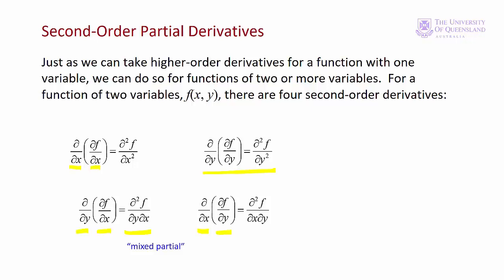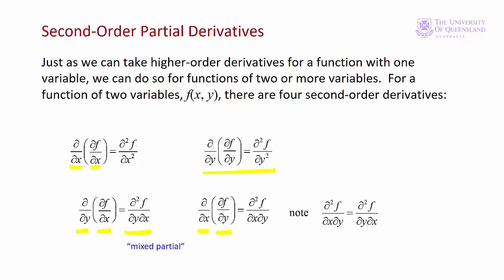What we'll see as we go through examples is that there's symmetry between the mixed partials, where del squared f del x del y is equal to del squared f del y del x. This will be the case as long as the second order partials are continuous functions.